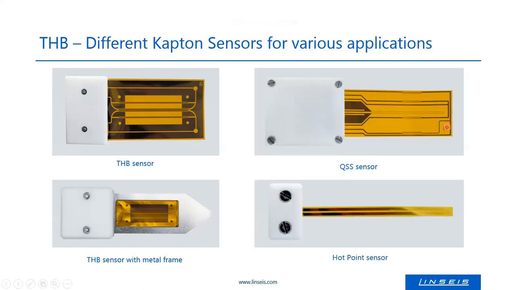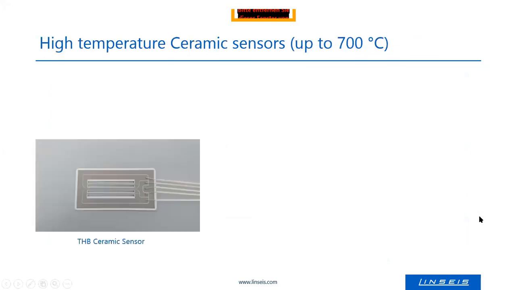For small samples, we developed the hot point sensor. The measurement area is here on top of the sensor. We measure here on that area, which is 2 by 2 millimeter. So we can measure quite small samples with it. The Kapton sensors measure up to 200 degrees Celsius in air and up to 400 in inert atmosphere.